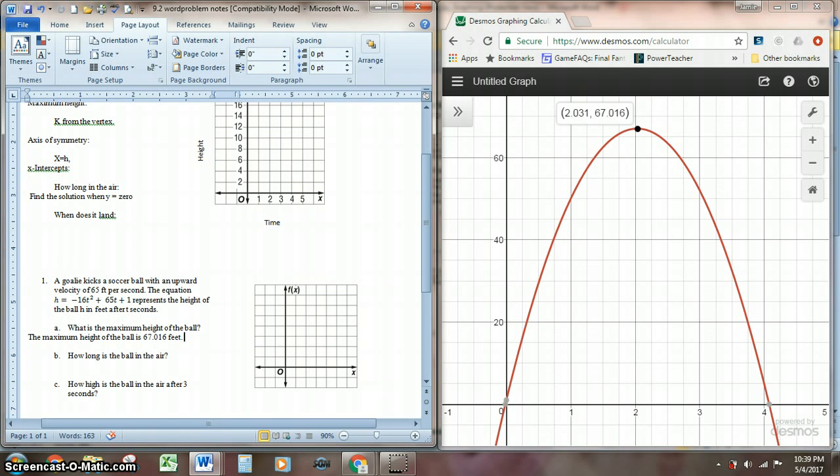On your calculators, obviously, it's going to give you probably 5 or 6 decimal places. We don't need all those. I'd say 2 decimal places would be a good number, so maybe your answer will say 67.02. But that's how we find maximum height. Okay, take a minute to pause the video and verify that you know how to do it on your calculator.